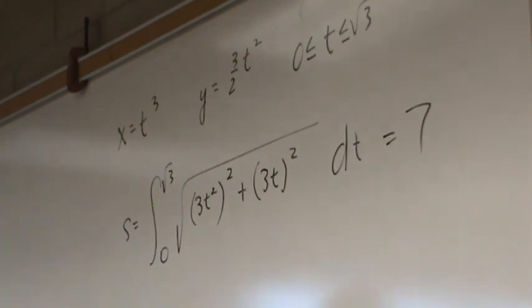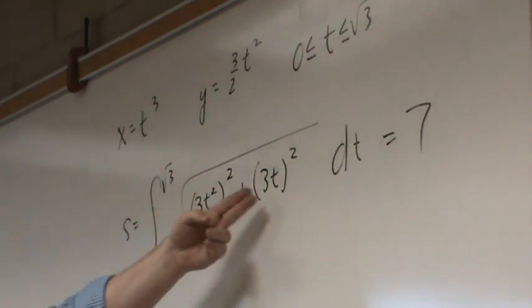So is that okay with you guys with arc length? Remember, it's the initial t to the final t. And then, yeah, the derivative of the x guy squared, the derivative of the y guy squared.